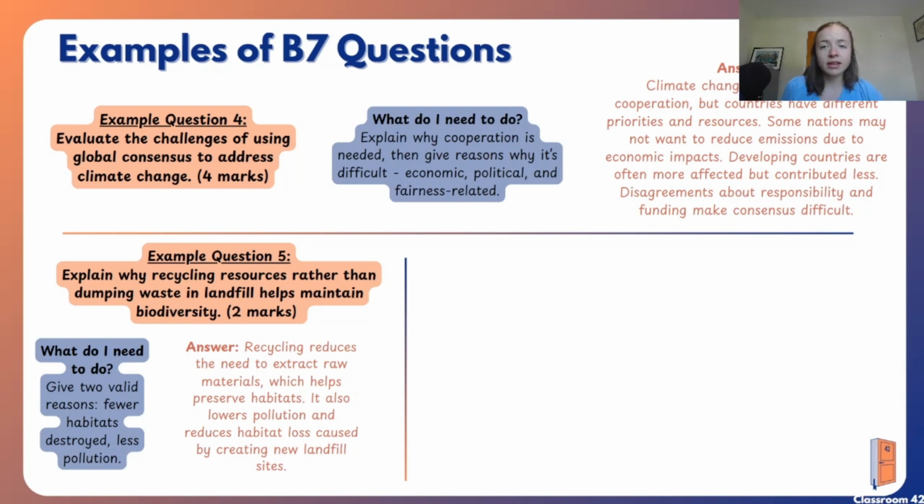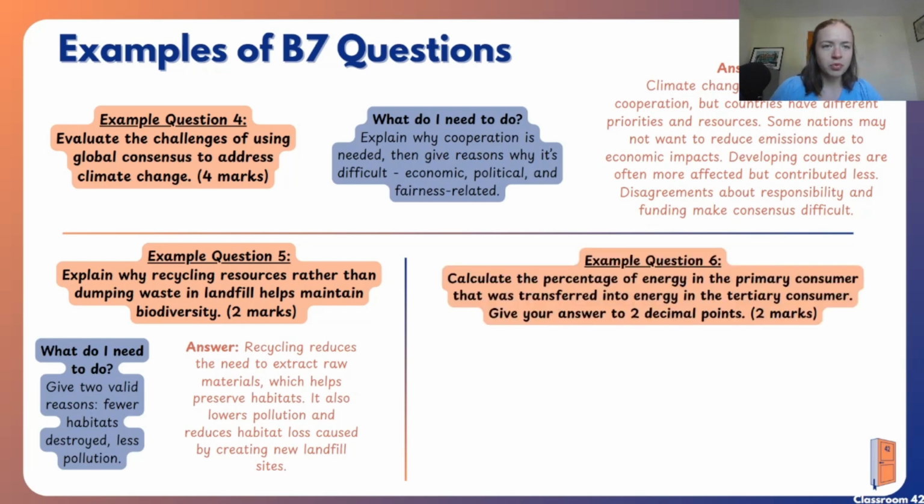So we've compared recycling to dumping waste because we've said that we don't need new materials for recycling, and then spoke about preserving habitats, which is directly linked to biodiversity. It also lowers pollution and reduces habitat loss caused by creating new landfill sites. So although we're talking about reducing habitat loss or preserving habitats in both, we're coming from it from a different angle, which gives it 2 reasons relating to recycling compared to landfill.